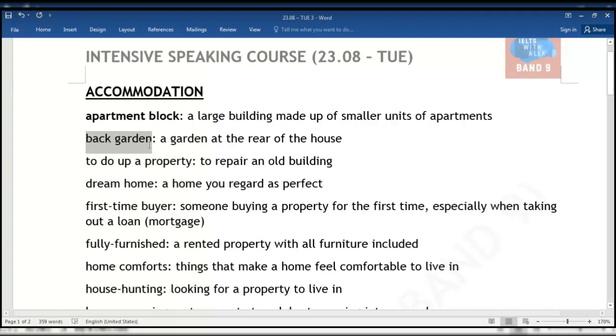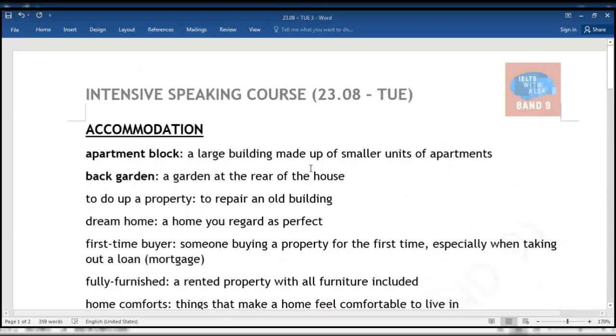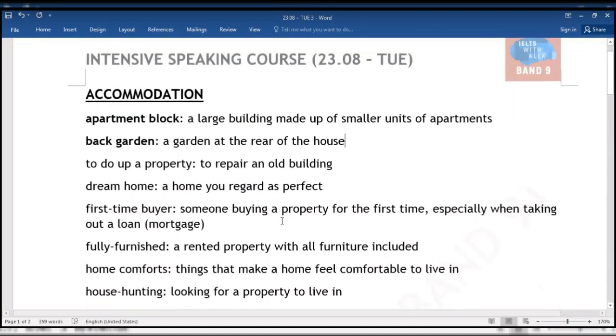Yeah. Next word is back garden. Back garden is kind of like the word backyard. In American English, we say backyard. There's two yards basically. Yard is like a garden, a synonym for the word garden. You have a back garden, and you have a backyard and a front yard. So back garden is a synonym of backyard.